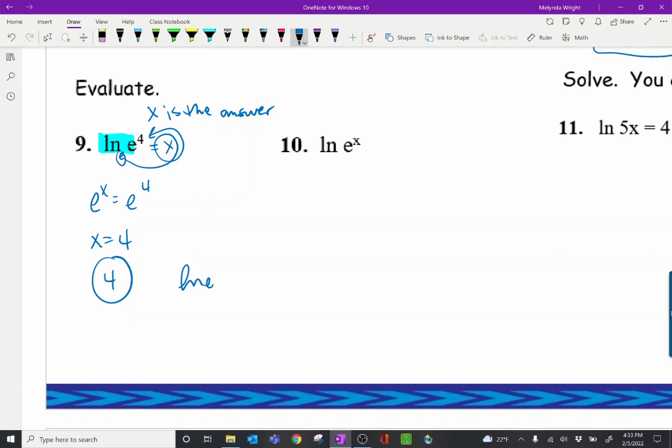Well, for ln e to the 4th, I can use log rules. Remember the log rule that works with exponents? You just bring it down to the front. So 4 ln e, and ln e is a value. ln e is actually 1, and 4 times 1 is 4. So that's why it works, because ln e is 1.